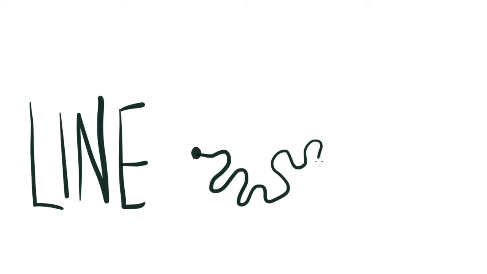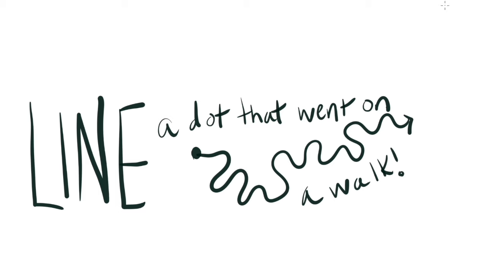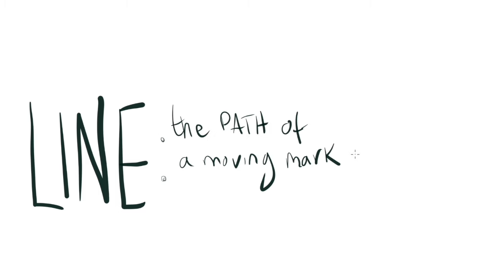What is the definition of a line? A lot of people say that a line is like a dot that went for a walk. Another definition is the path of a moving mark.